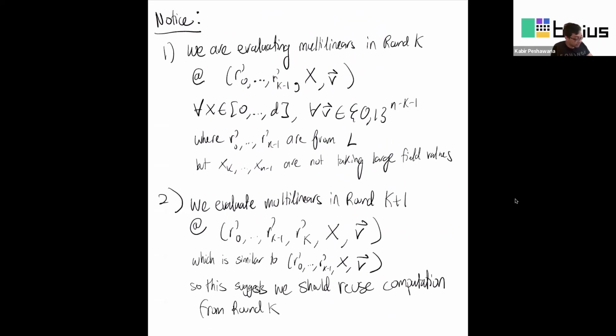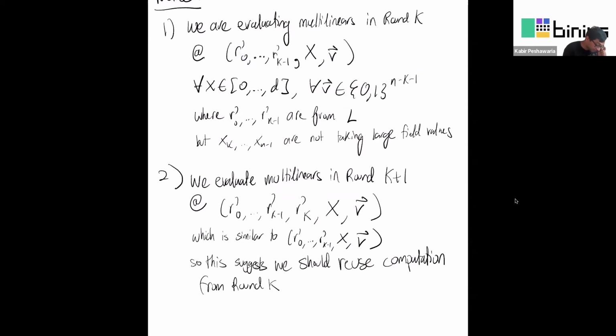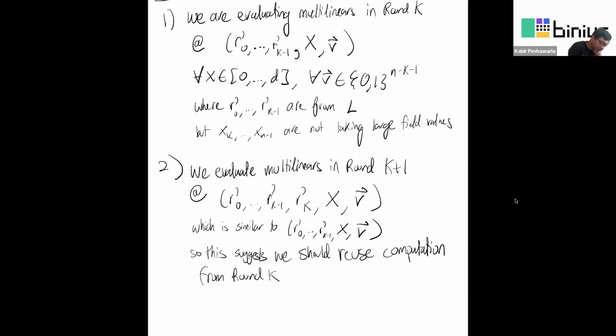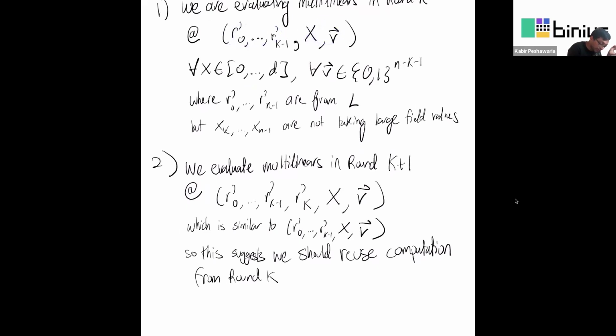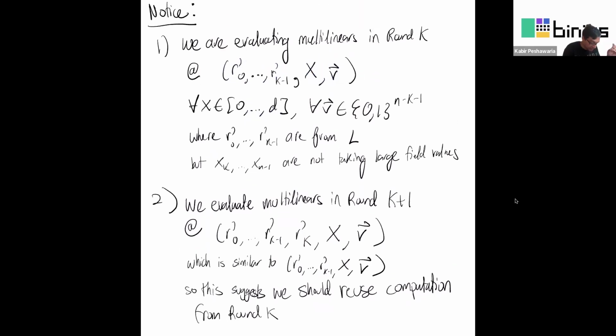Now, notice we are evaluating multilinears in round k at these points, right? So these are fixed and these guys vary. x varies over all these d plus 1 points, and v varies over the n minus k minus 1 dimensional hypercube. One thing to notice is that these guys are fixed, and these guys are not taking large field values. In fact, if we're smart, we can evaluate from x_k onwards at only 0 or 1 hypercube points. We'll see the magic of how that's possible in a sec. But if we're smart, we can make sure that we only evaluate multilinears from x_k to x_(n minus 1) taking on values that are 0 or 1. You might think, okay, x could be 0 to d, but that's something we can actually fix.